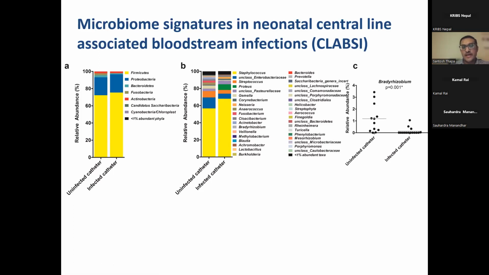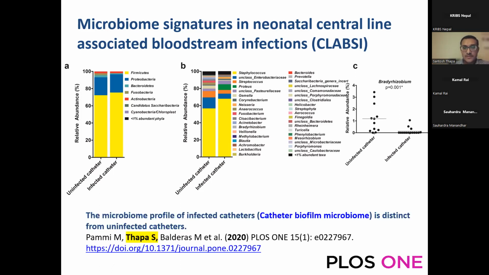And essentially we were able to show that there are differences between the two types of microbiome depending on the infection status. One of the prominent bacteria where we saw a difference was Bradyrhizobium, which was less abundant in the infected catheter as compared to the uninfected catheter. Similarly, Proteus was higher in the infected catheter as compared to the uninfected catheters. So essentially, the microbiome profile of the infected catheter biofilm is distinct from the uninfected catheters, and this was published in 2020 in PLOS ONE.